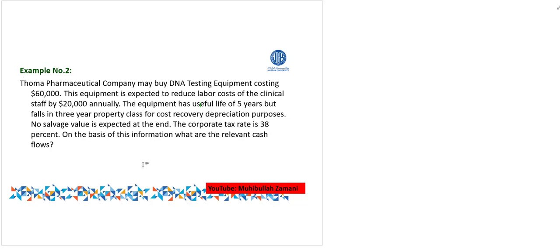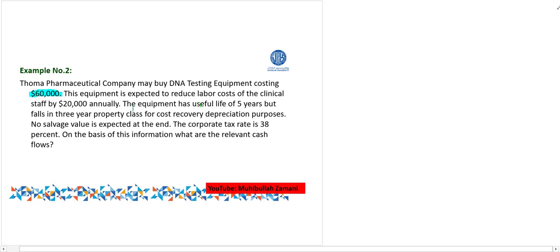Let us go for the second example. Or let me read the example and highlight it at the same time. See this one. Tomo Pharmaceutical Company may buy DNA testing equipment costing equal to how much? 60,000. So the cost of this one is equal to 60,000. Remember, point number one, which we need.